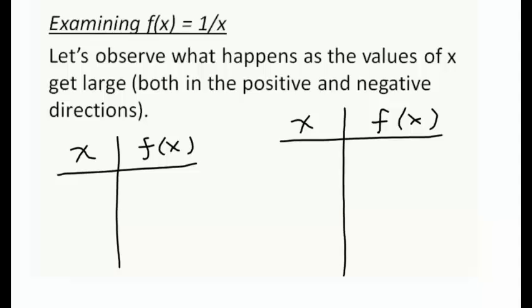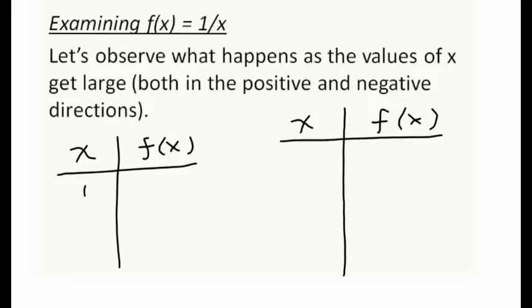Let's begin by examining a function that we know, 1 over x. What we're going to do is create a table of values, and we're going to see what happens as the values of x get really, really large in the positive direction, and as the values of x get really, really large in the negative direction.